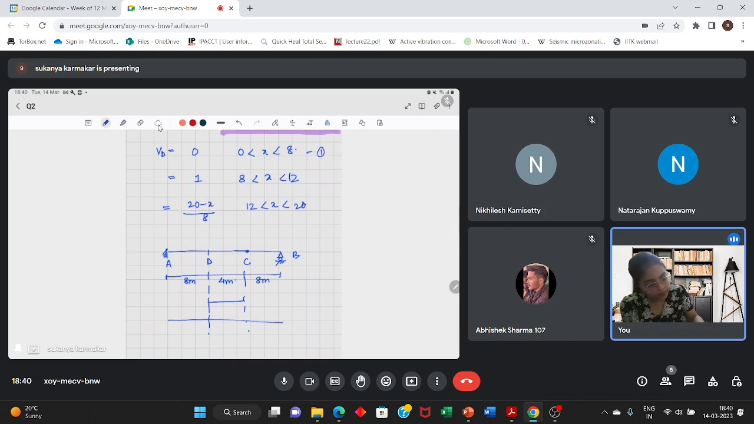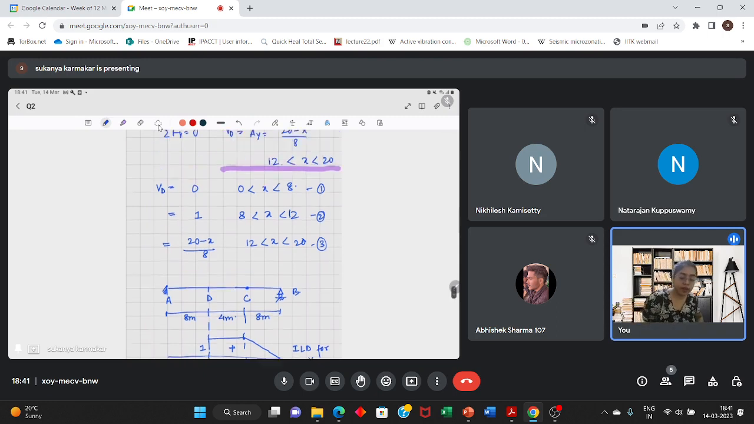Let this be the first equation, this is the second equation and the third equation. In the third equation, when you put x is equal to 12, it is giving 1. And when you put x is equal to 20, it is giving 0. So it will be like this. This is 1 and VD is positive. So this is the ILD for VD.